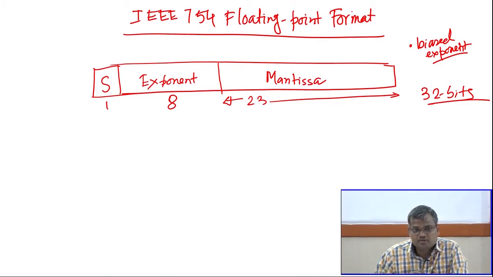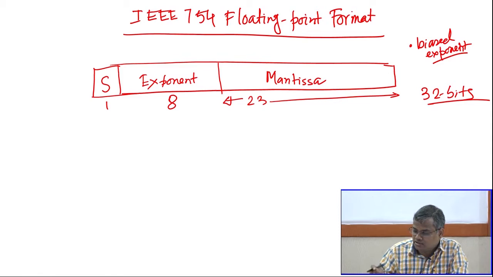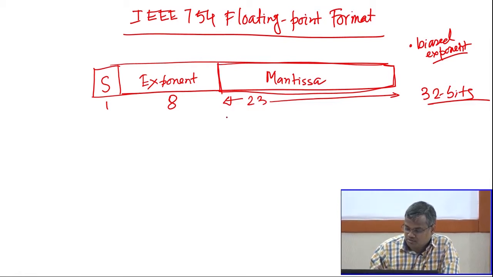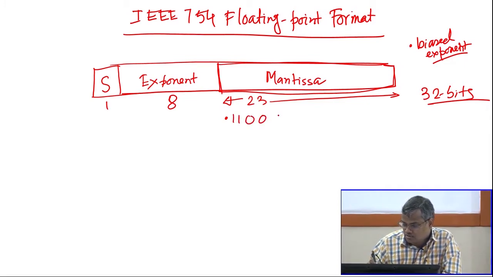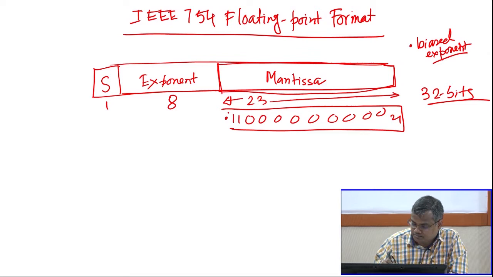So, mantissa is always normalized. When you represent the number, it should be in normalized form. That means we can assume that this is the mantissa, so before the mantissa there should be a dot. Let us say the mantissa is 1 1 0 0 0, and so on, 23 bits in total. So, it should be like that.